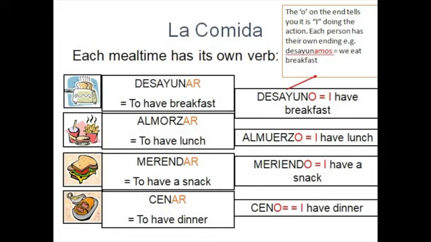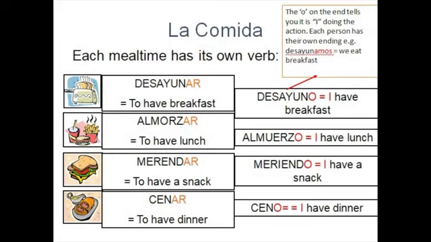So each meal time also has its own verb. Now in English we say to have breakfast. They actually use the verb desayunar. Remember, verbs end in AR, ER or IR in Spanish, and these all happen to end in AR. Almorzar is to have lunch, merendar to have a snack, and cenar to have dinner.